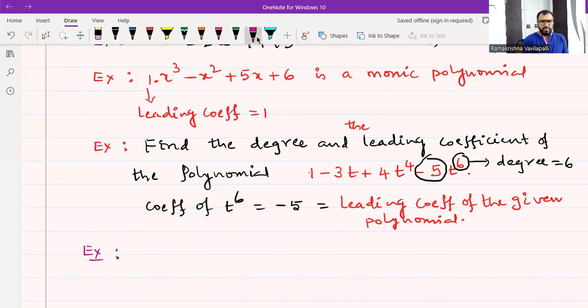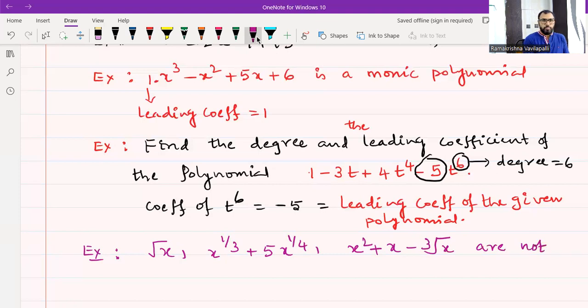See here, for example, root x, x to the power of 1 by 3 plus 5x to the power of 1 by 4, x square plus x minus cube root of x are not polynomials. They are not polynomials. Why are they not polynomials? Because the powers of the variable are not non-negative integers.